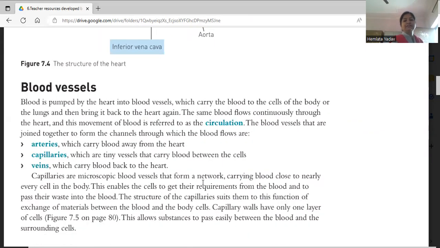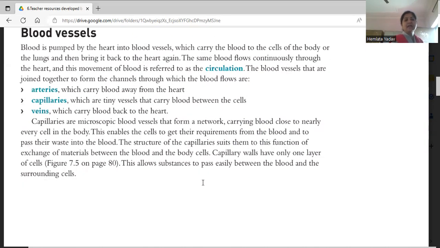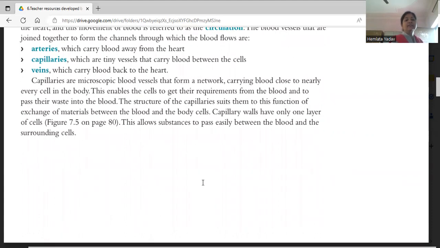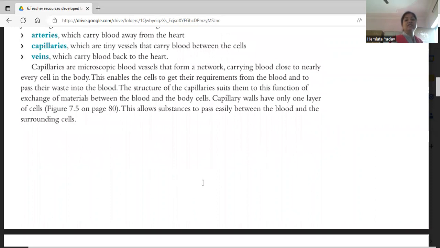Blood vessels are of three types: arteries, capillaries, and veins. Arteries carry blood away from the heart. Capillaries are tiny vessels that carry the blood between the cells, and veins carry the blood back to the heart. Capillaries are microscopic blood vessels, a network carrying the blood closely to nearly every cell in the body. This enables the cells to get their requirements from the blood and to pass their waste into the blood.